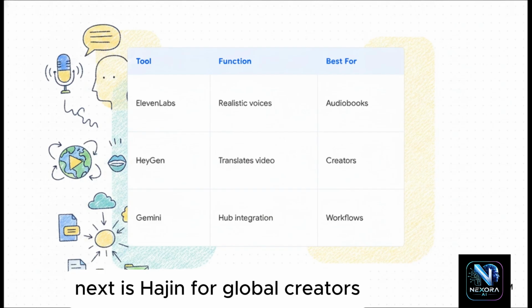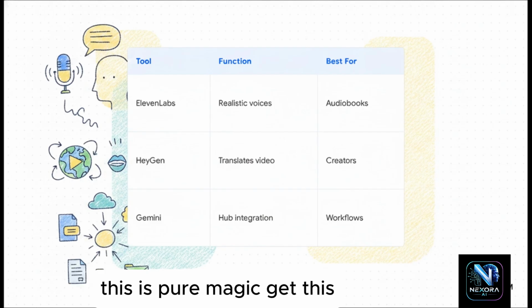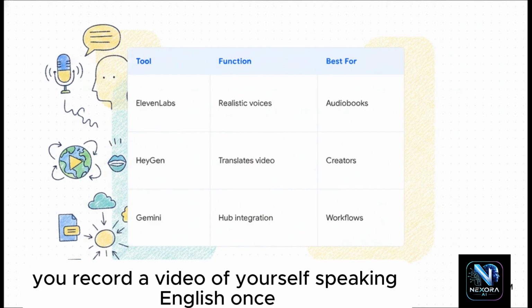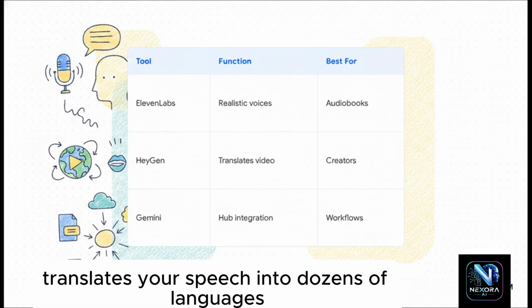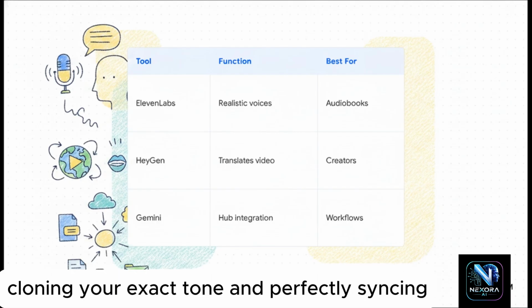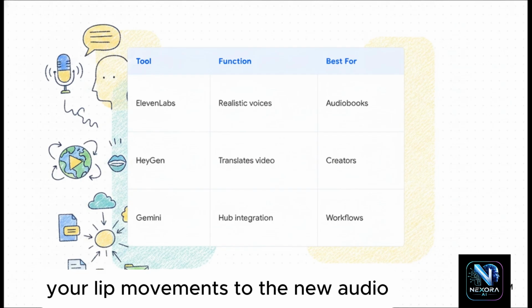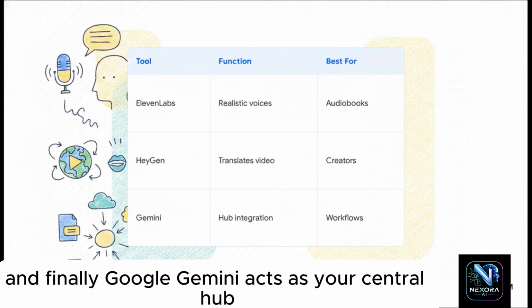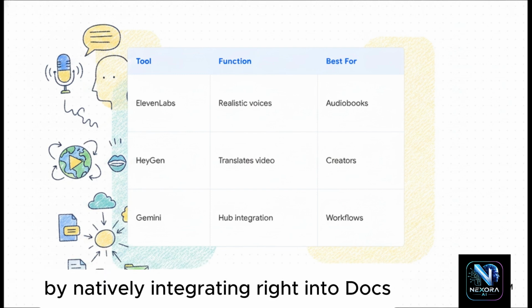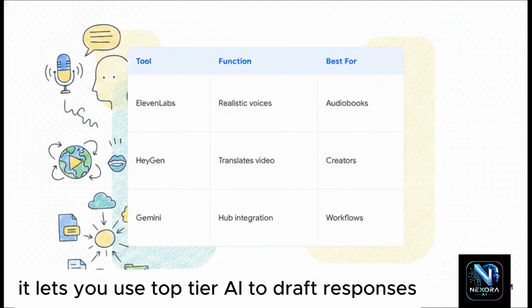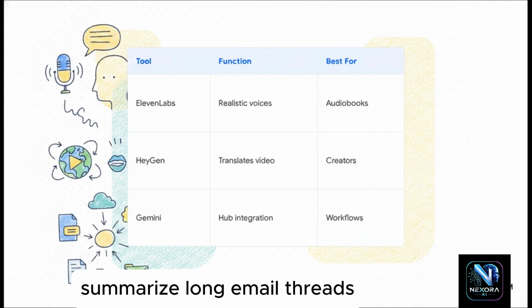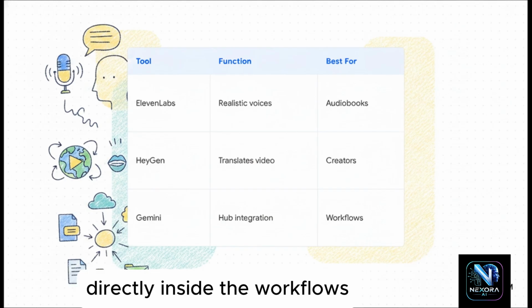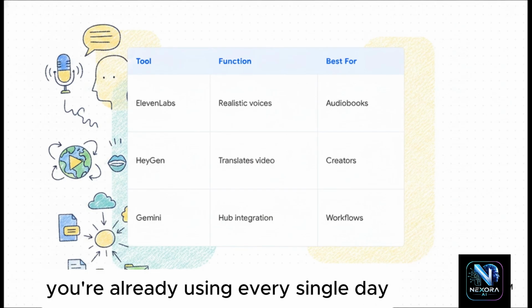Next is HeyGen. For global creators, this is pure magic. Get this, you record a video of yourself speaking English once, and HeyGen translates your speech into dozens of languages, cloning your exact tone and perfectly syncing your lip movements to the new audio. No way, right? And finally, Google Gemini acts as your central hub. By natively integrating right into Docs, Drive, and Gmail, it lets you use top-tier AI to draft responses, summarize long email threads, and cross-reference spreadsheets directly inside the workflows you're already using every single day.